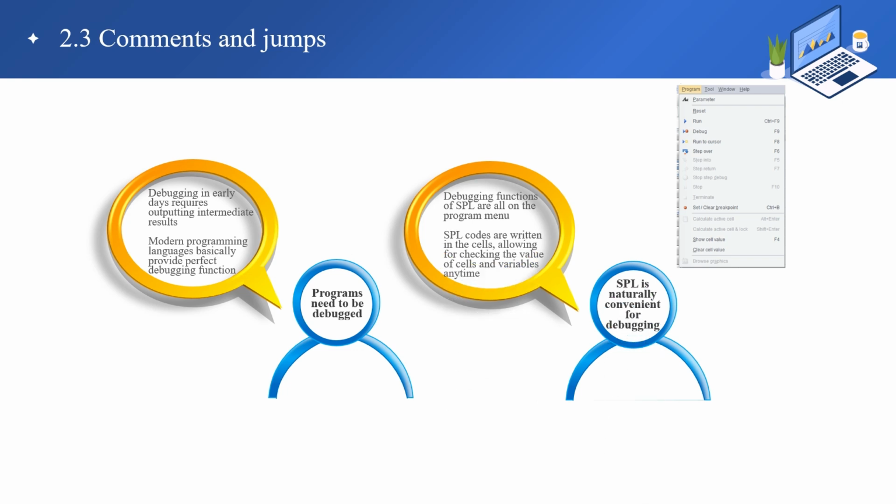We won't elaborate here. SPL codes are written in the cells, and each execution unit is a cell. It's easy to check the value of cells and variables midway, and it's naturally very convenient for debugging. Now that we have learned the branching structure, the program is no longer always going from top to bottom. It may go through different paths under different data. You can use the program debugging function to observe the direction of the above programs.